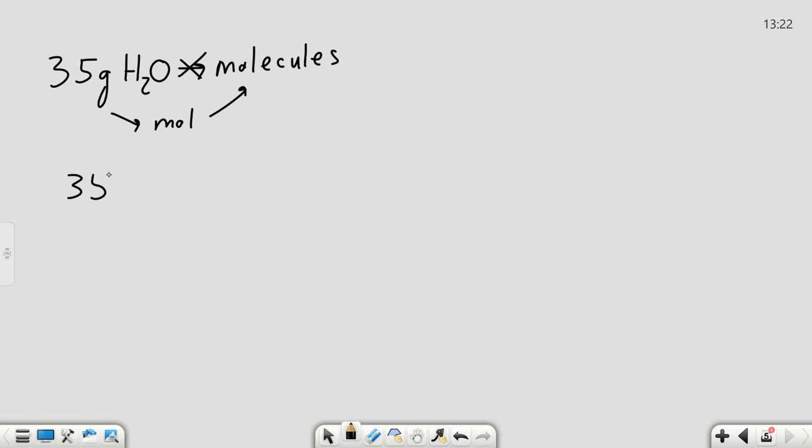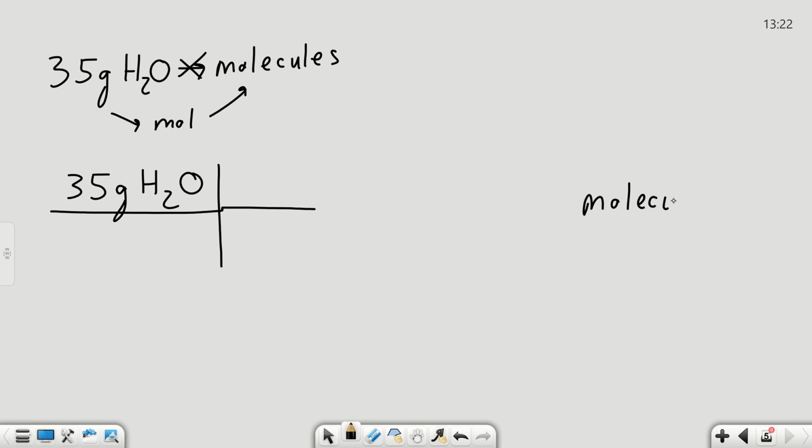So I have 35 grams of H2O. That's what I'm starting with. And sometimes I tell people, write what you're going to at the very end. Leave some nice space and write what you're trying to get to. And ask yourself, do I have a way to go straight from grams to molecules? The answer is no. There is nothing that will give me grams per molecules of H2O. There's no conversion straight there.